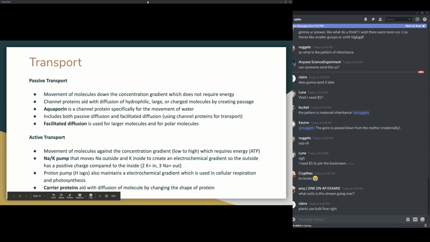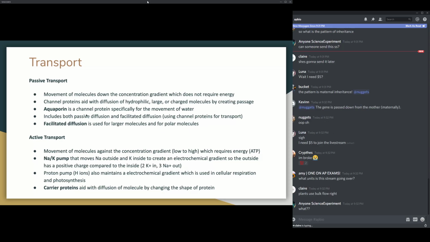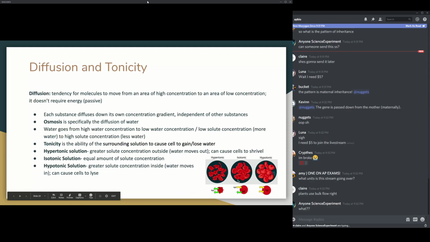Also, carrier proteins are the only type of proteins that allow for active transport. You can't use channel proteins for active transport. They have to be carrier proteins, because active transport requires a change in shape of the protein. And so you have diffusion and tonicity.